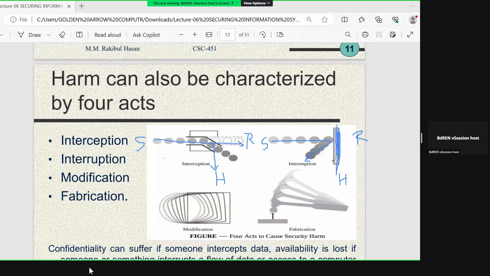Think about the DOS attack. When the DOS attack happened, at that time the hacker basically followed this interruption method. Okay, interruption clear?